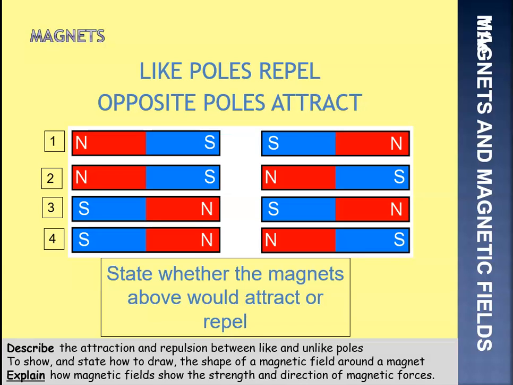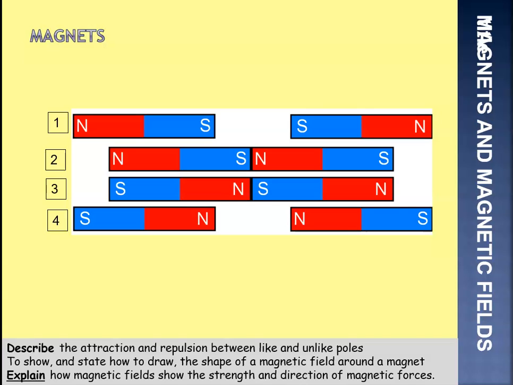Okay, let's have a look at the answers for that. So number 1, we have south to south, so that would repel. Number 2, south to north, that would attract. Number 3, north to south, so that would attract. And finally, north to north, which would repel. So the rule is, like poles repel, opposite poles attract.